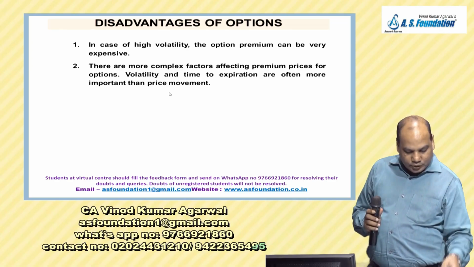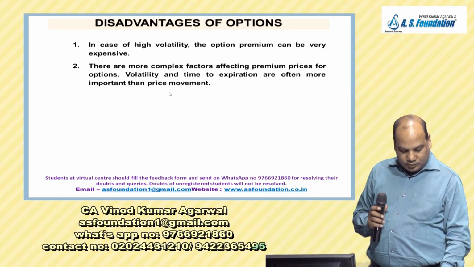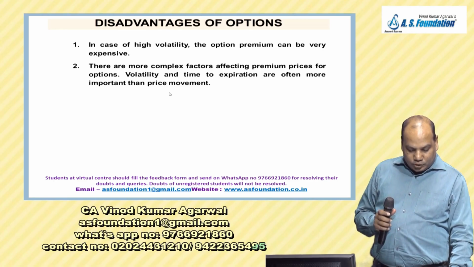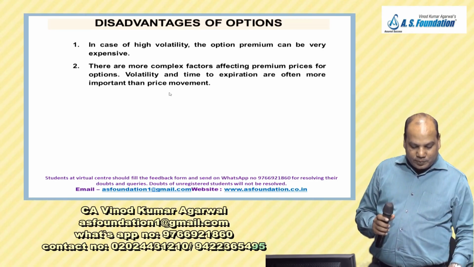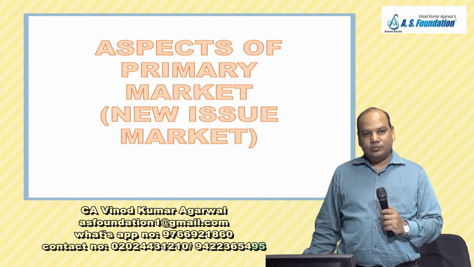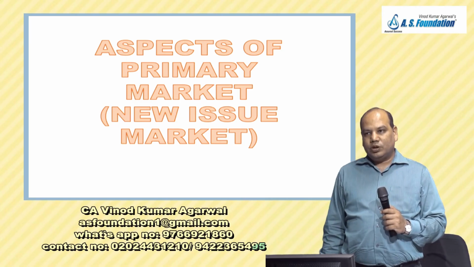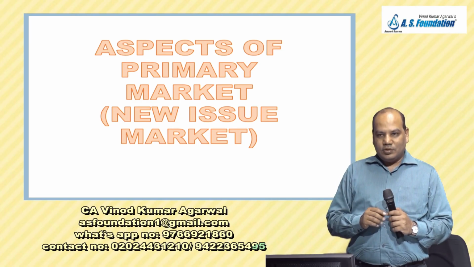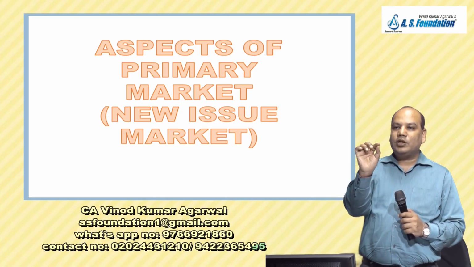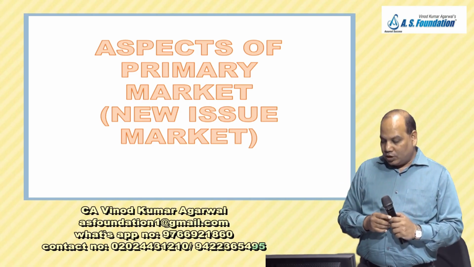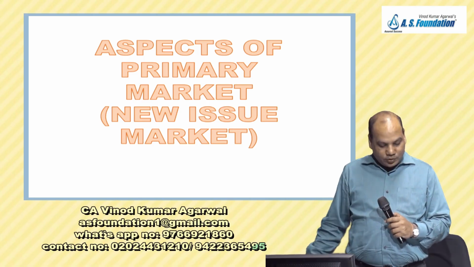Now the next part of this wonderful chapter is, we are entering into a new territory. The topic is aspects of primary market, that is the new issue market. So what we have covered is the instruments. The last few discussions were on different types of instruments used in capital market. And now we will see the different aspects of primary market.